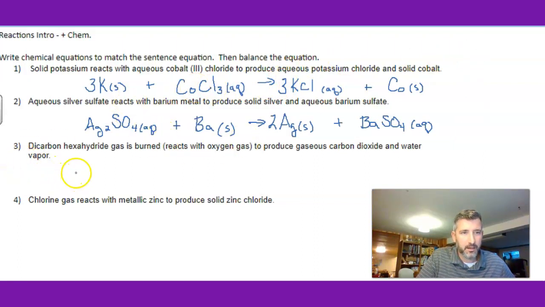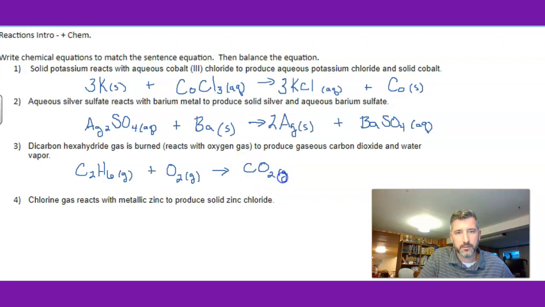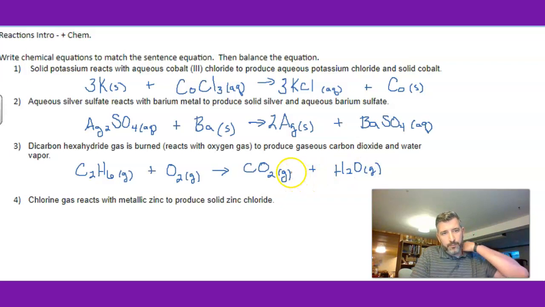Okay, so we've got dicarbon hexahydride, so C2H6 gas is burned, meaning it reacts with oxygen. Now, oxygen is diatomic, so that means that it comes in 2s when it's pure. All right, just like all the halogens, we talked about that earlier. It's going to produce gaseous carbon dioxide, so CO2 gas, plus water vapor. Vapor is just another way of saying gas, right? So H2O gas.